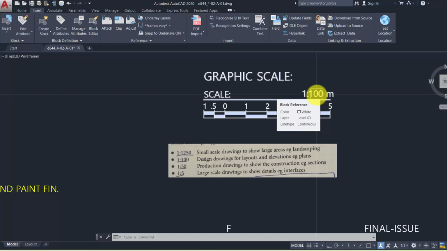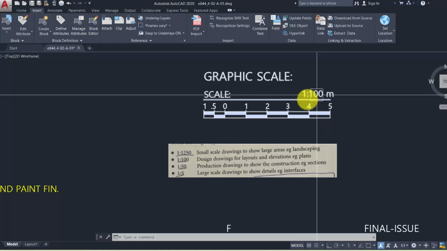But when it goes on the site, you will be able to determine that 1 millimeter will be equal to 100 millimeters on site. So when you go to the actual site, it means that if 1 is written on the drawing, you need to measure 100 millimeters on the site. So, 1 millimeter on paper is equal to 100 millimeters on site.